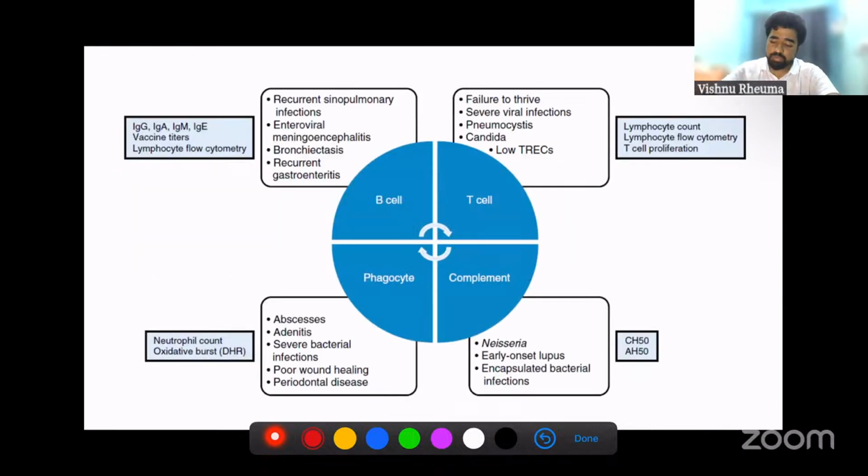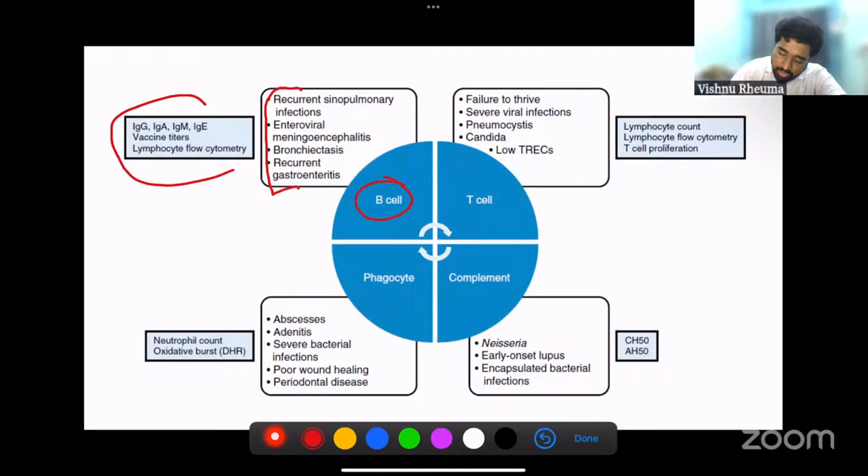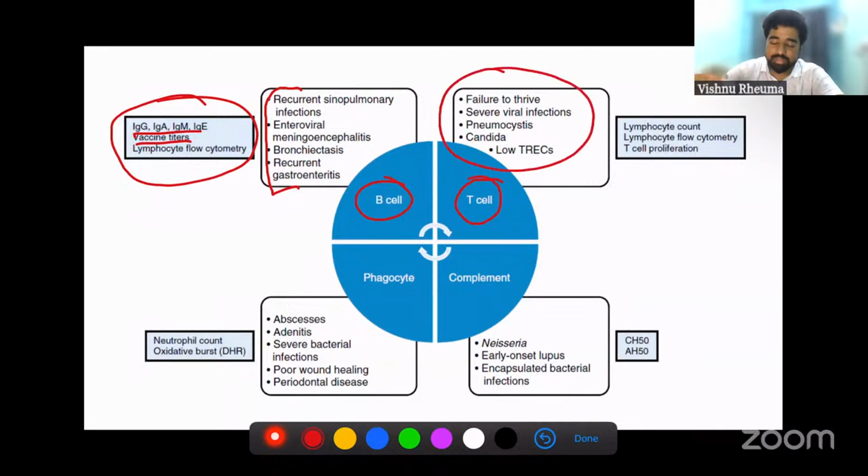So this is your summary, where you have your B cell, you have these infections we discussed in detail. Then this is the test that you will do. What will you do? You will see immunoglobulin levels, immunoglobulin titers, vaccine titers. And when it is a T cell, you will basically look for these HIV opportunistic infection areas. And what are T cell receptor excision circles? These are basically substrates that are there during the formation of the T cell receptor, that are decreased in your severe combined immunodeficiency. So that is also low.